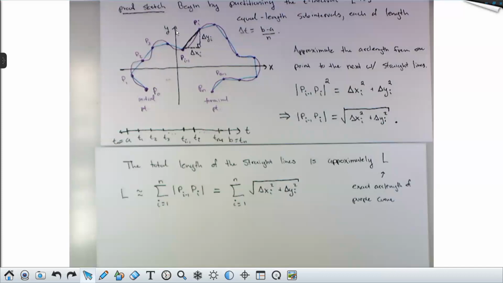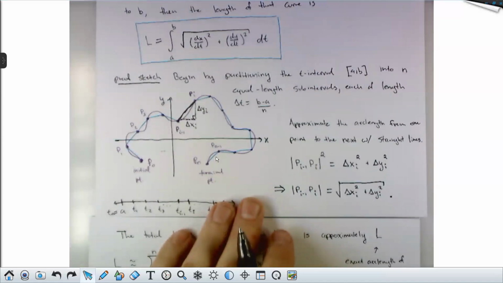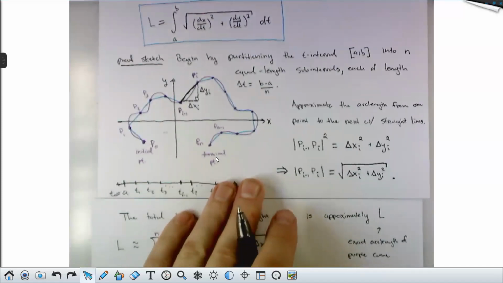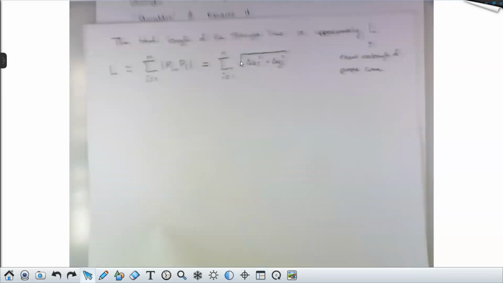So at the end here, we're going to send n to infinity, and this is going to turn into a Riemann sum for this integral, right? You can kind of see the similarities between the sum down here and the integral up here. We just need to do some algebra here to turn this into a Riemann sum for this guy. Let's get into the algebra.